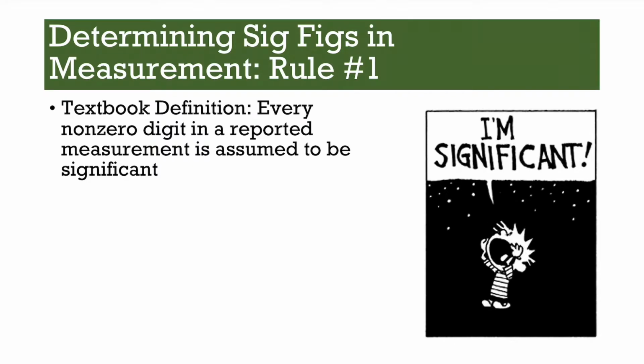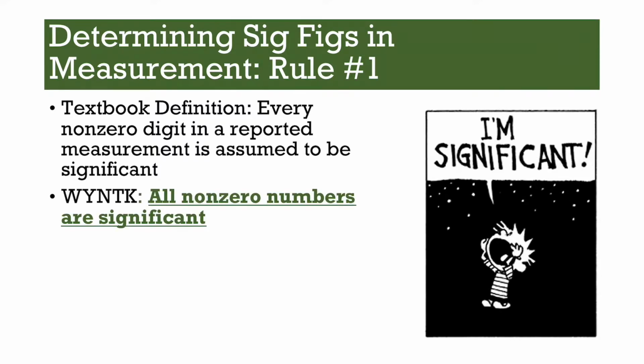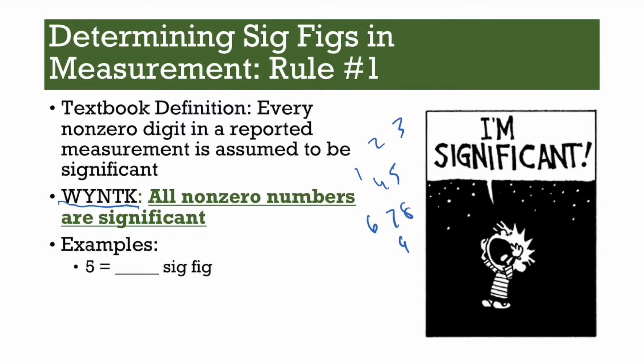Okay, again, textbook definitions don't make much sense. What you need to know is that all non-zeros are significant. So if a number is not 0, it is significant. So 1 is significant, 2, 3, 4, 5, 6, 7, 8, 9. All of those numbers are significant. Smack them together, and you have a few significant numbers. So let's go over what that means.